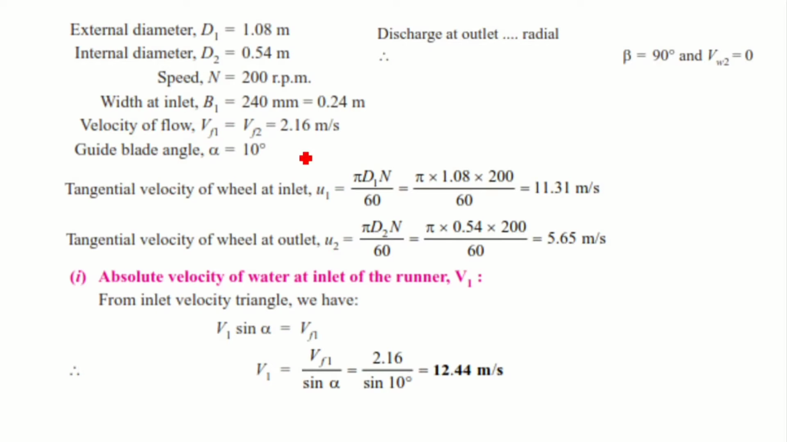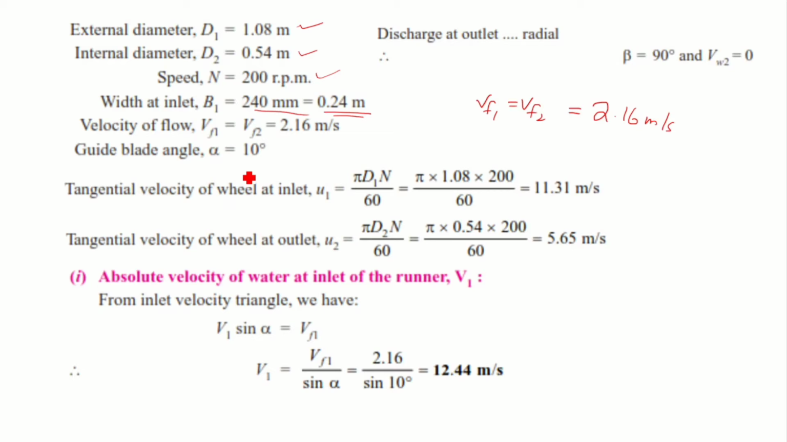So the given values are external diameter 1.08 meter, internal diameter 0.54 meter, speed 200 rpm, and width at the inlet 240 mm, so 0.24 meter. Velocity of flow at the inlet is Vf1. For a radial outlet, Vf1 is equal to Vf2. The value is already given in the question itself, 2.16 meter per second. Guide blade angle alpha is equal to 10 degree.